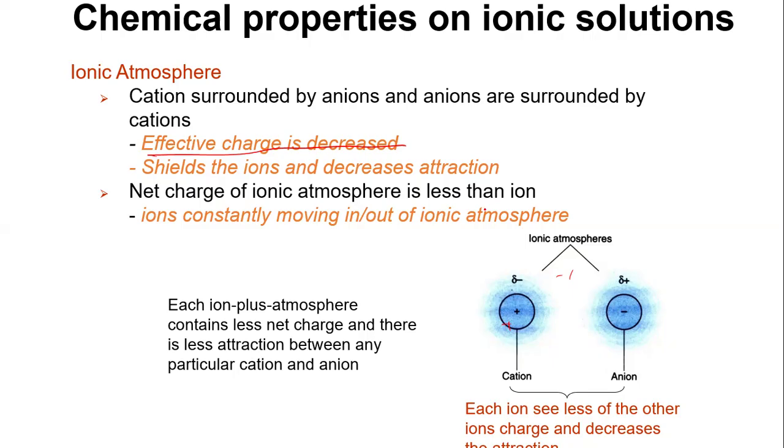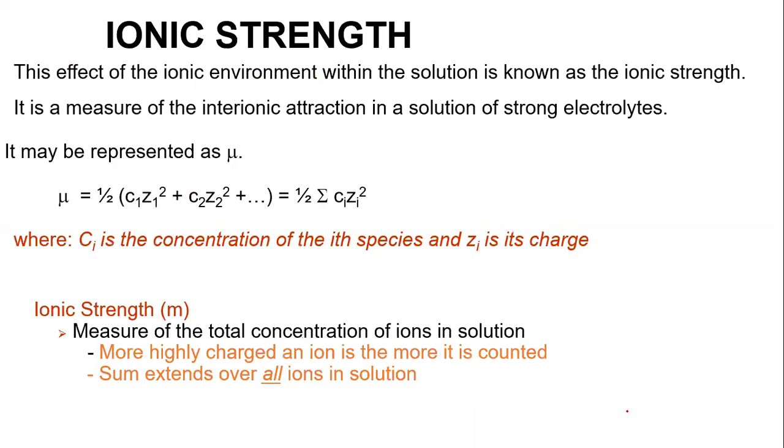But then it has also added that ions are constantly moving in and out of the ionic atmosphere. So this is a picture. You realize that each ion now sees less of the other because of the ionic environment, or the ionic atmosphere surrounding the ion. Now we talk about a very important term, called ionic strength. The ionic strength is important because it can help us calculate the activity of a solution, which is the effective concentration. We'll talk about that subsequently.